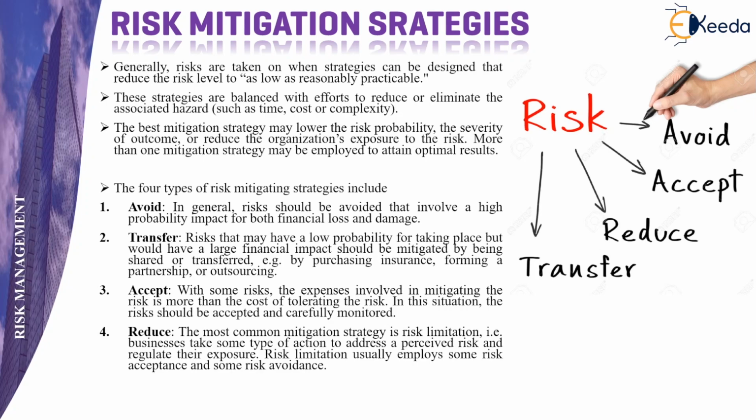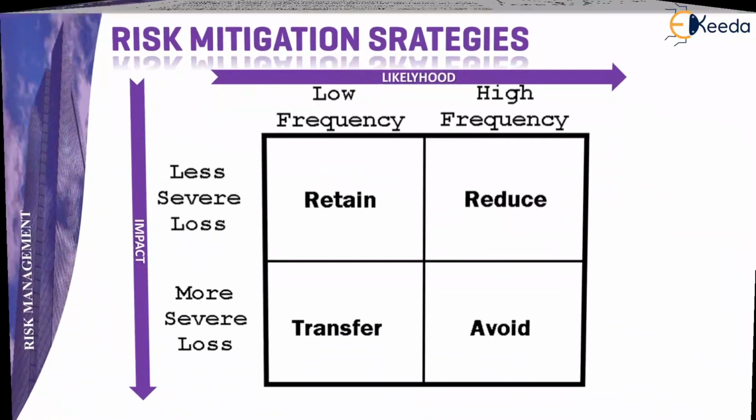Next is reduction, or risk prevention. The most common mitigation strategy is risk limitation. The business can take some type of actions to address a perceived risk and regulate their exposure to it. Risk limitation usually employs some risk acceptance and some risk avoidance.